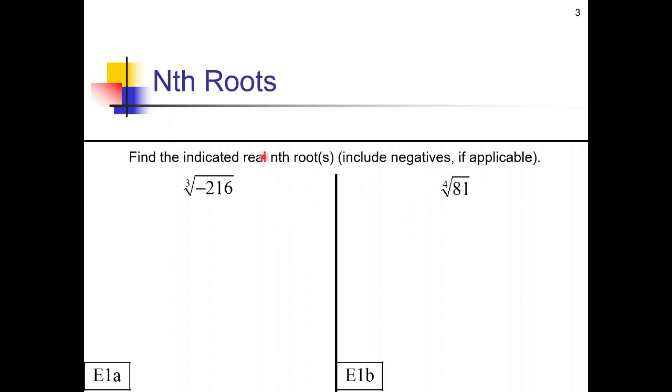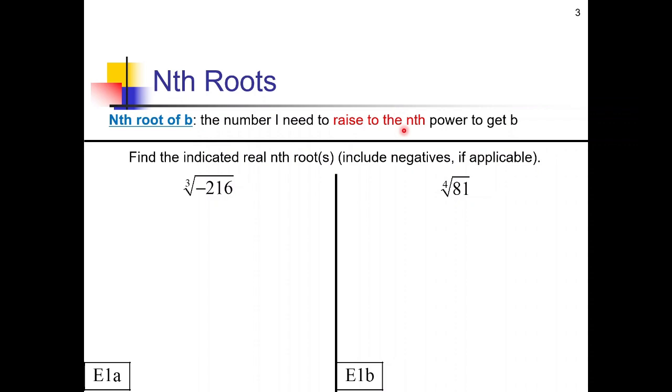So in general, this idea of nth roots, the nth root of a number b is just the number I need to raise to the nth power to get b. So for example here we're asking, what do I need to raise to the third power, and this is called the index by the way, what do I need to raise to the third power to get negative 216? So pause the video and see if you can make sense of these two problems. Try it without a calculator.